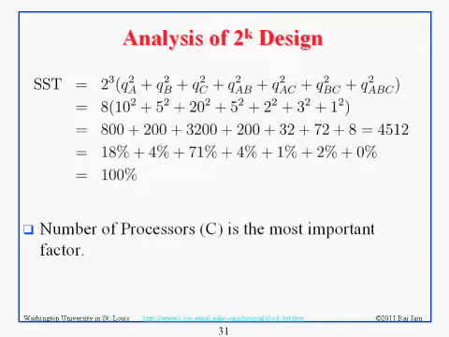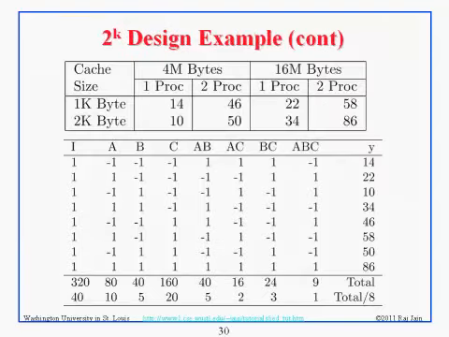Yeah. So the summary of this experiment would have been that the number of processors, factor C, is the most important factor. That makes a 71% difference compared to everything else. So if you want to put your money in to improve the performance, you put your money in the processor and not on the other two. Okay? And I showed you a 3 factor design now.